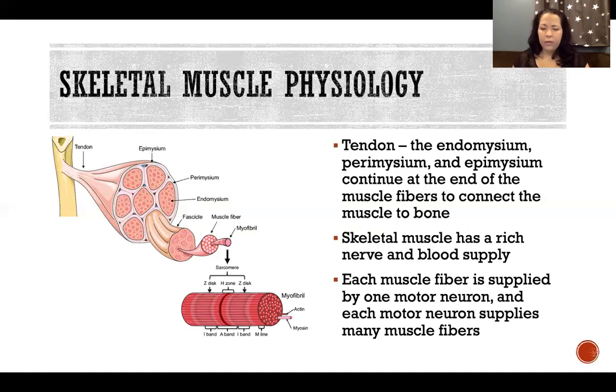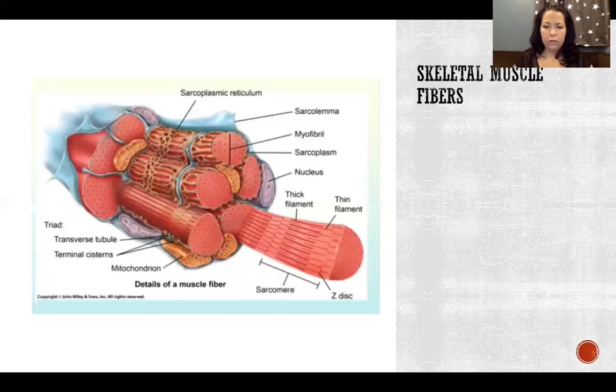Each muscle fiber is supplied by one motor neuron, and each motor neuron supplies many muscle fibers. Okay, so we'll talk a lot more about motor units later on, but just a brief mention here is a motor unit is the motor neuron and all of the fibers that it innervates. Okay, so every muscle fiber is controlled by only one neuron, but each motor neuron controls many muscle fibers. Okay, so we'll review that again later on when we talk more about motor units.